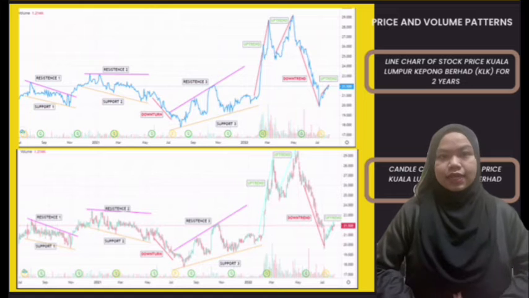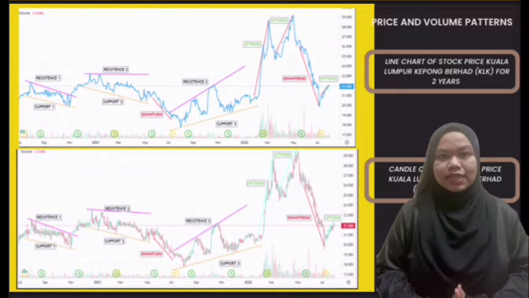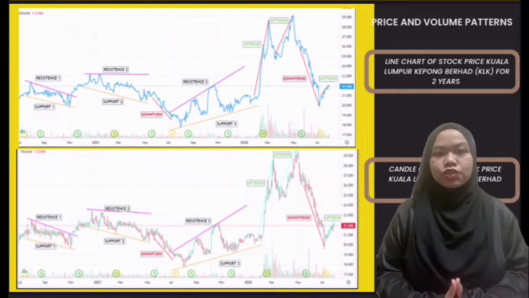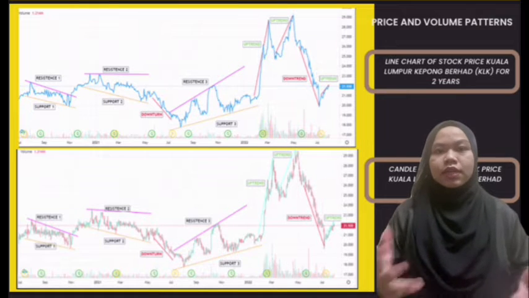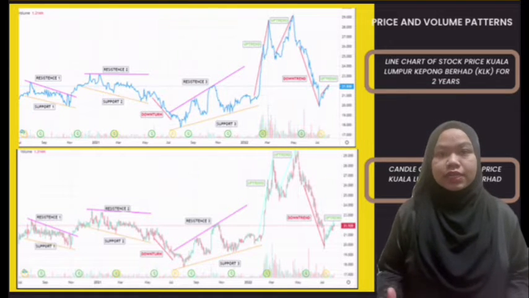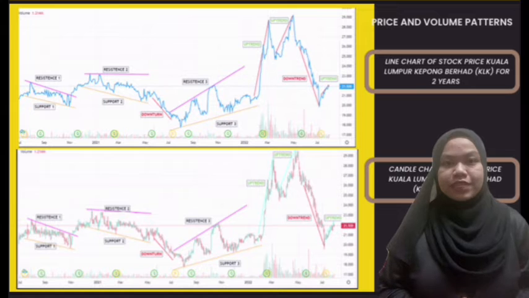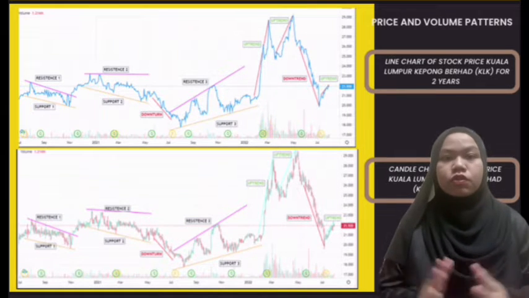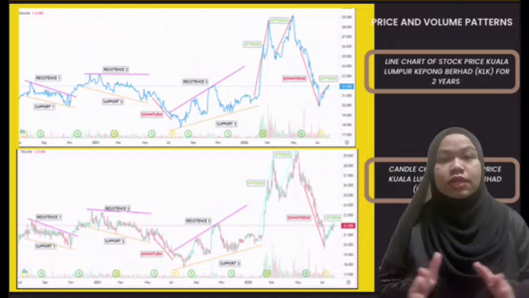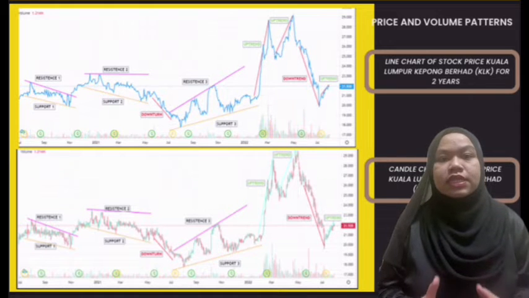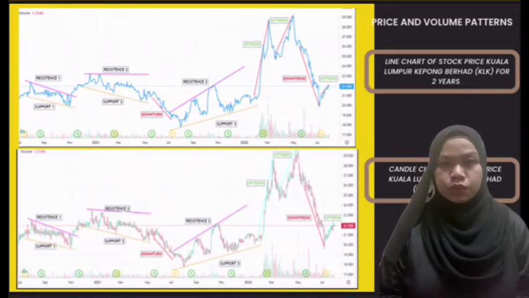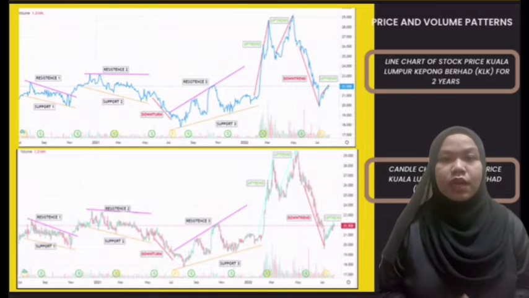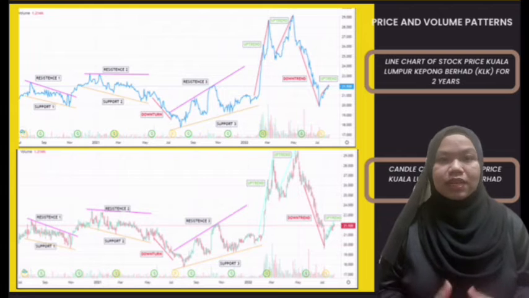Next is technical analysis. What is technical analysis? Technical analysis is to identify the pattern of the price. Next is price and volume pattern. Basically, this is the line chart and also the candle chart. Based on the line chart here, there is a downturn in May 2021 until July 2021, but then in early 2022 until May, the price increased.